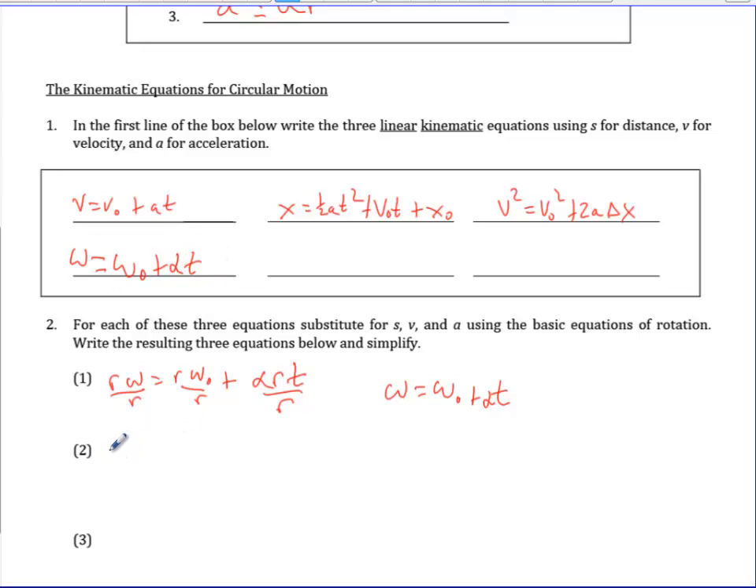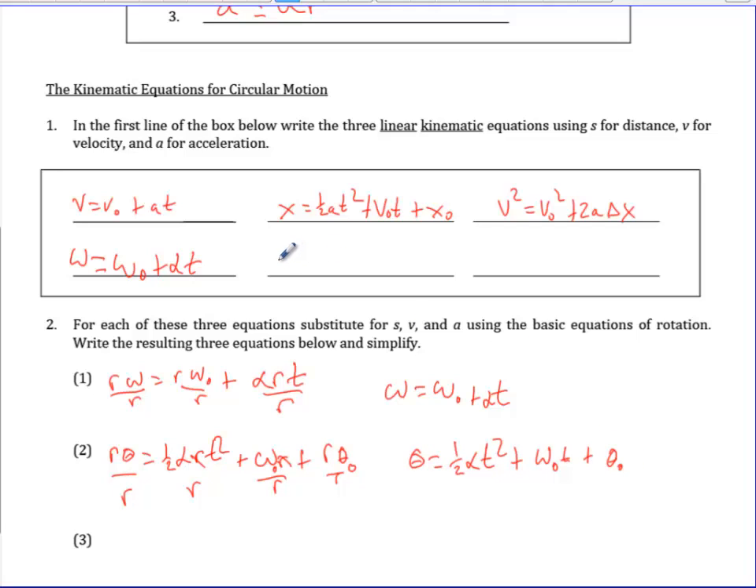Alright, moving on to x. Remember that's s, except that I don't want to use s, I want to use r theta. So r theta equals 1/2 a, so that's alpha times r, t squared plus v naught. Remember v naught would be omega naught times r, plus r theta naught. Again, what I see is the radius is here, the radius is here, the radius is here, the radius is here. So I can divide everything by r, and I get the final angular position is given by 1/2 the angular acceleration times time squared plus the initial angular velocity times time plus wherever I started, theta naught.